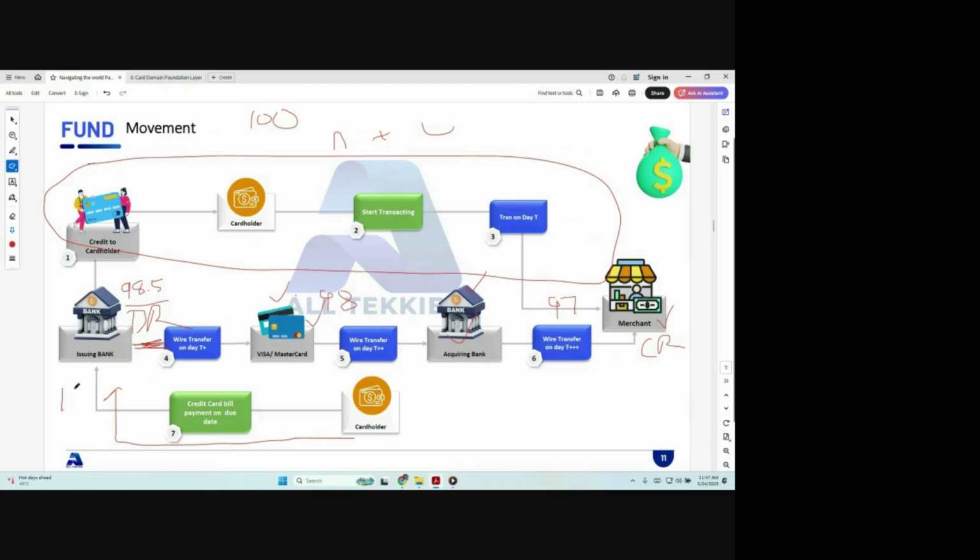And how much money are you paying? You are paying $100. So earlier it was a debit of $98.5 here. Now it is a credit of $100 to the issuing bank. So the net profit from this transaction to the issuing bank is $1.5.